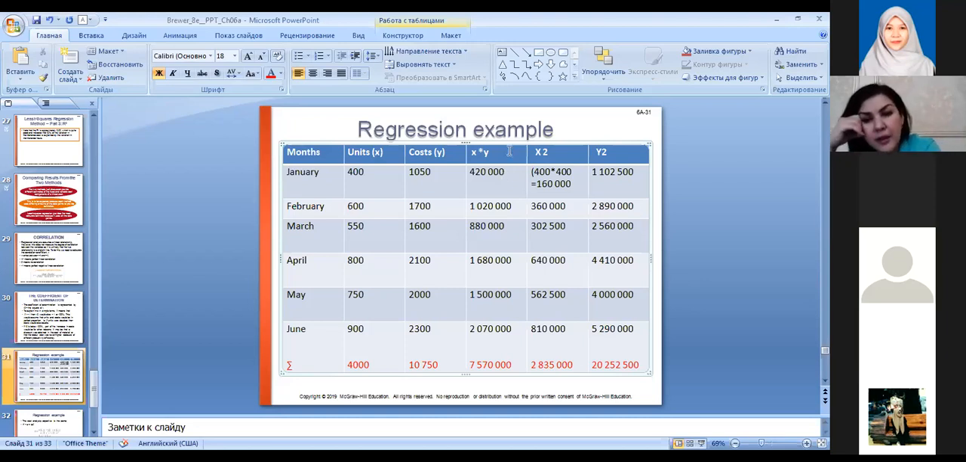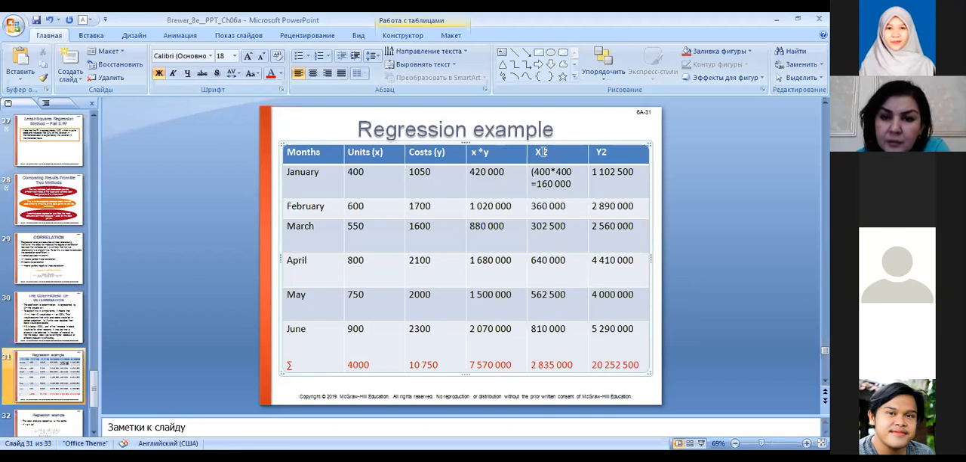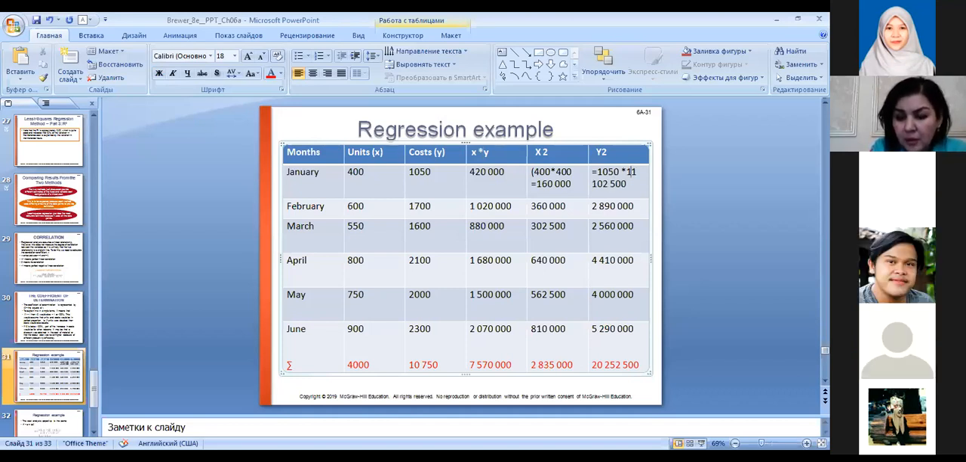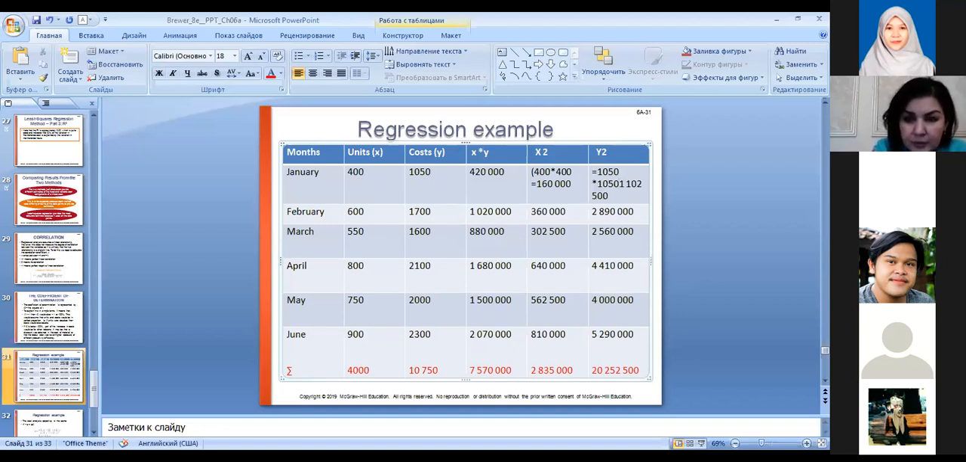Okay, let's find out now X squared. How to calculate X squared? X, 400, multiplied by 400. So X squared is 160,000. Y squared. So we take Y, which is 1050, and multiply by 1050. So what is the result of this?